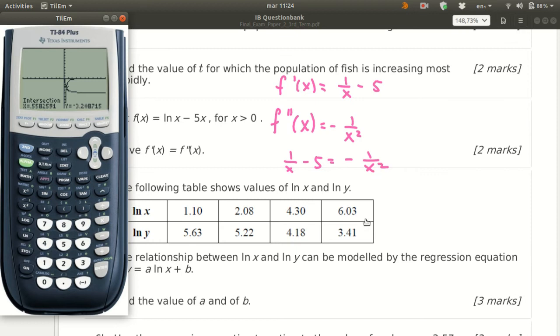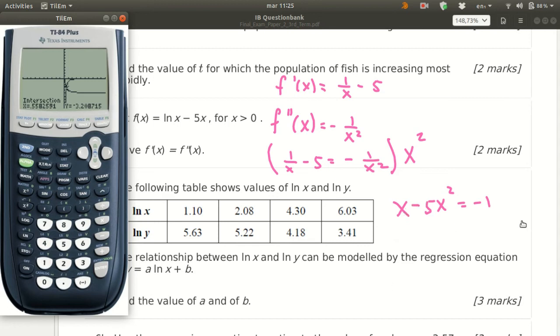A lot of you tried to use logarithms to solve it, which was not correct. So what I'm going to do is multiply everything by x squared. x squared times 1 over x is x. Minus 5 times x squared, so minus 5x squared, and equals negative 1. x squared times 1 over x squared cancels, and I'm left with the negative 1.